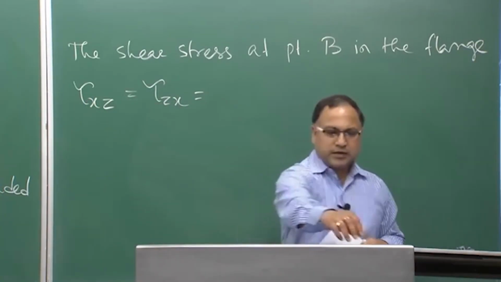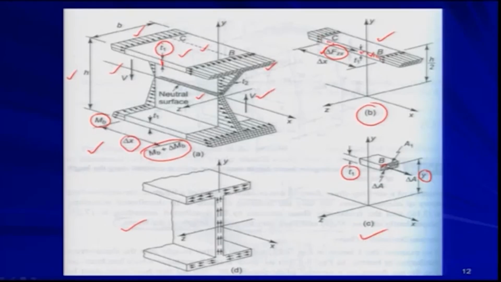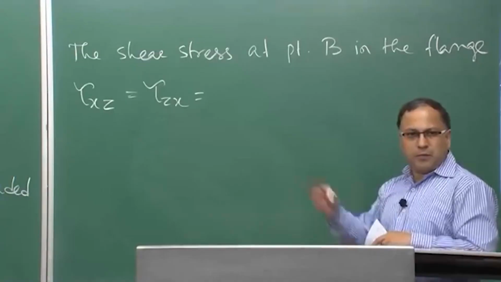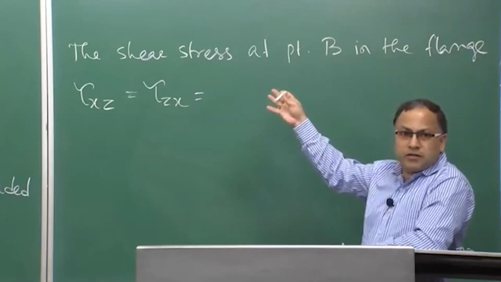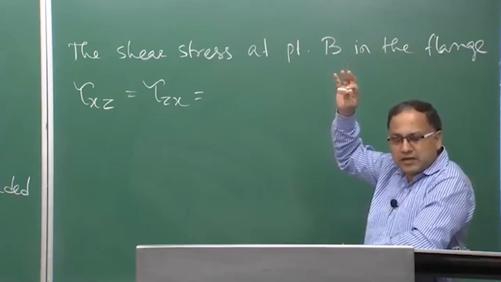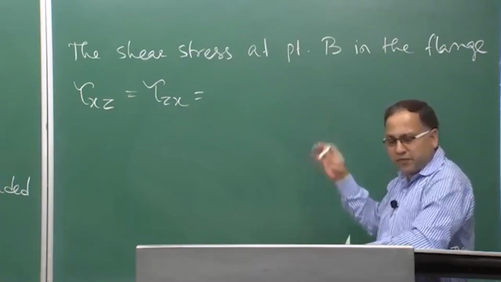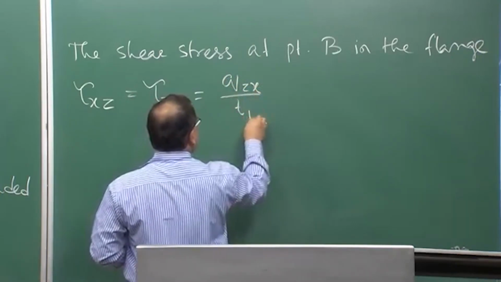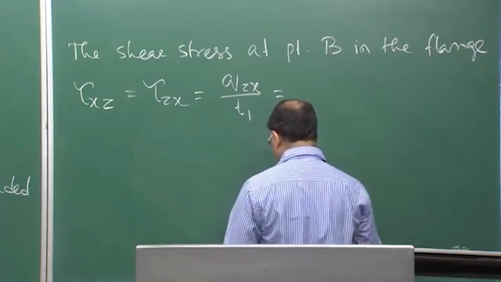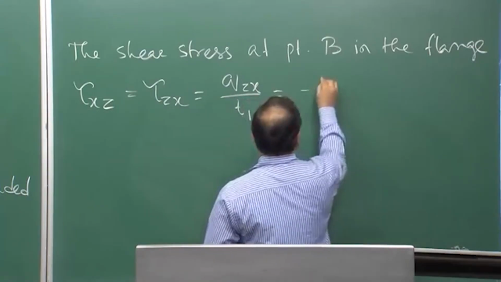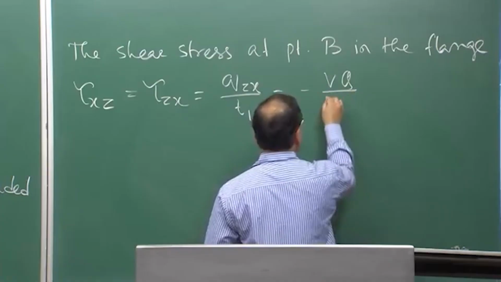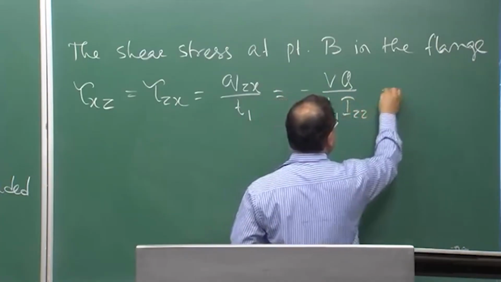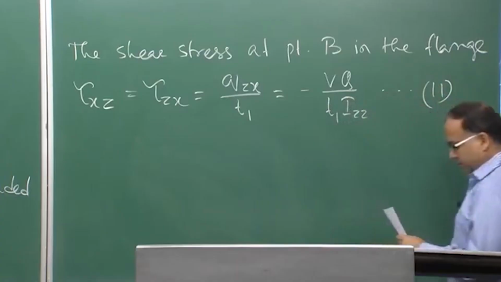As I told you, this shear flow fzx is happening on this plane. So, the way we calculated tau yx or tau xy in the previous lecture, the similar argument is applicable here also. So, that is nothing but q zx by T1 over the thickness, over that plane, that is nothing but Vq by T1 into Izz. So, this is equation 11.